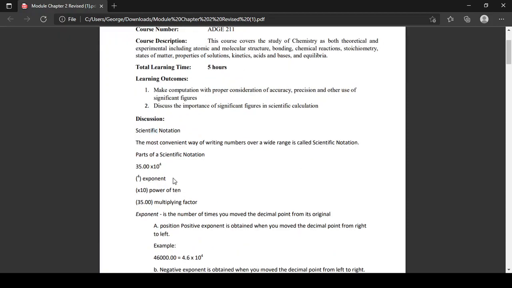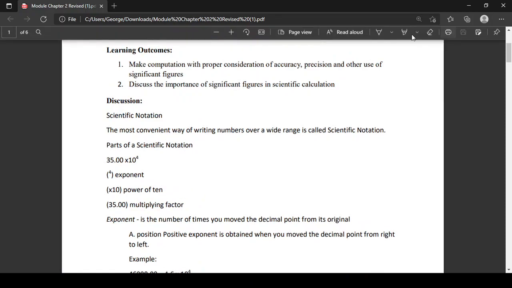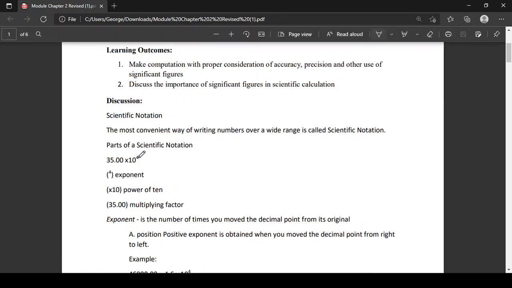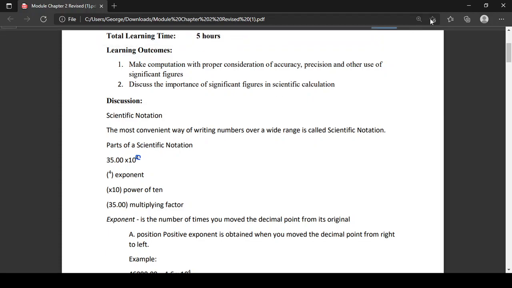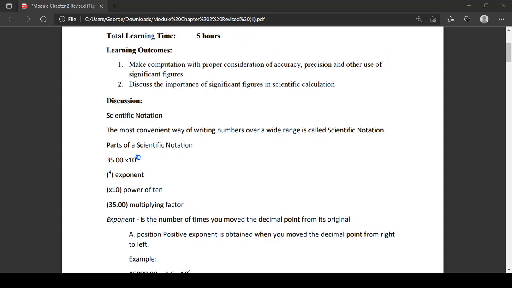Again, what are the 3 parts in our scientific notation? These are your exponent, your power of 10, and your multiplying factors. Do you see, kids, the small number 4? That is the exponent. Yes. Kids, the one I circled, that is your exponent. The times 10 beside the small number, that is your power of 10. And the 35 on the leftmost side, the 35.00, that is your multiplying factor.